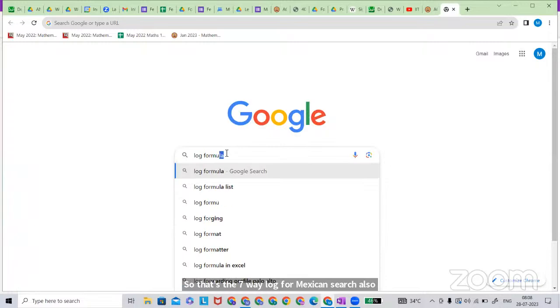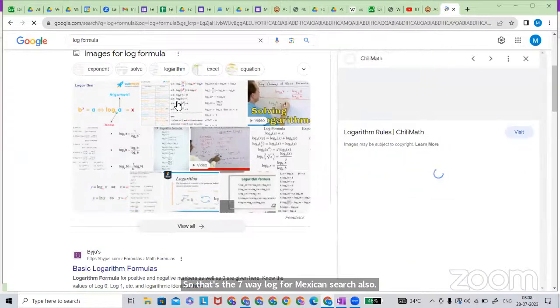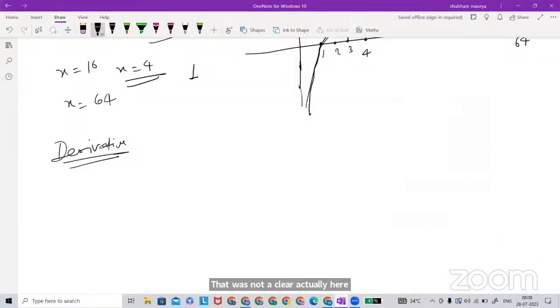Sir, in the last question of the last graded assignment, log to the base b of c is converted to the other form. That was not clear earlier. What is that? Could you repeat, please? Log of m, log 2 to the base 3, log 2 base 3. Yes, sir. Previously m is there.